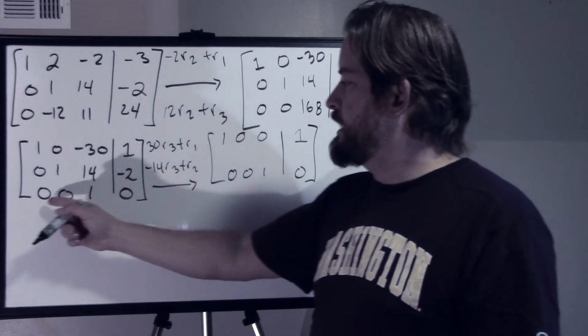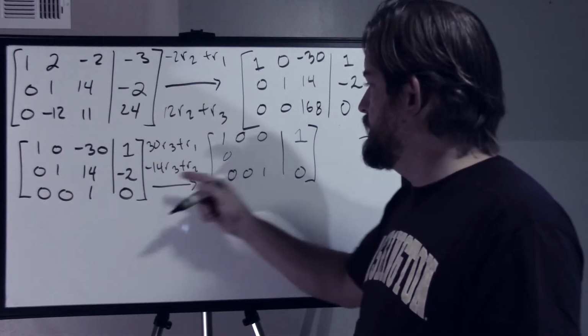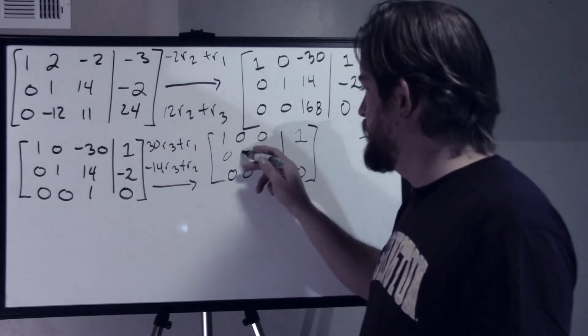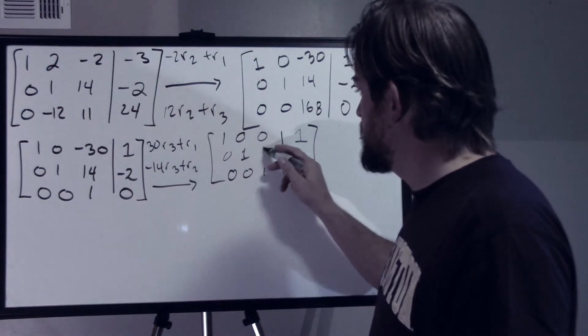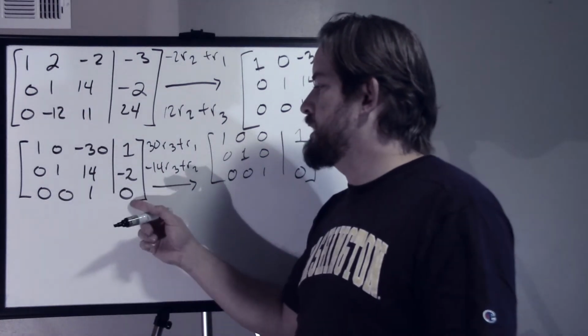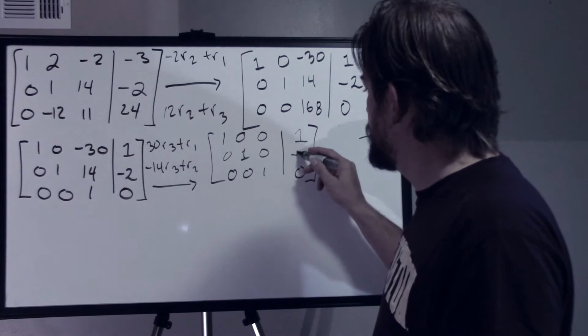Negative 14 times 0 is 0 plus 0 is 0. Negative 14 times 0 is 0 plus 1 is 1. Negative 14 times 1 is negative 14 plus 14 is 0. And then negative 14 times 0 is 0, plus negative 2 is negative 2.